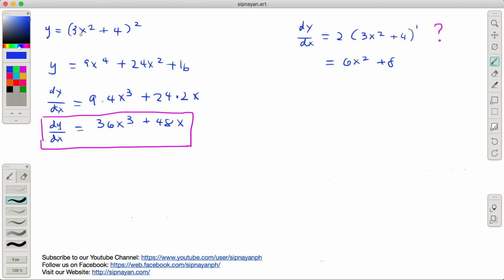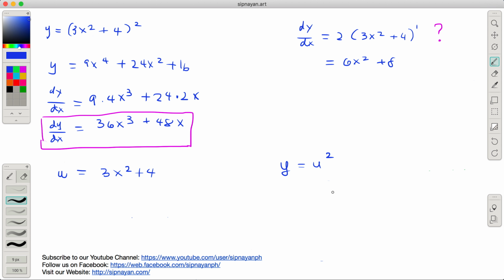But the first thing we do is take this expression, the innermost expression that we are raising to an exponent, and we let it be u. So u equals 3x squared plus 4. Now, when we do that, y equals 3x squared plus 4 becomes y equals u squared.